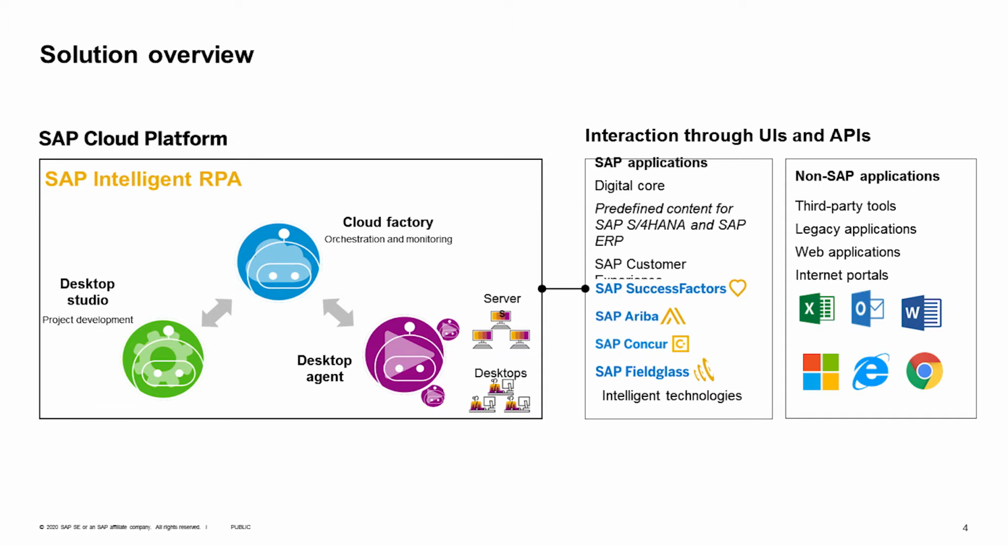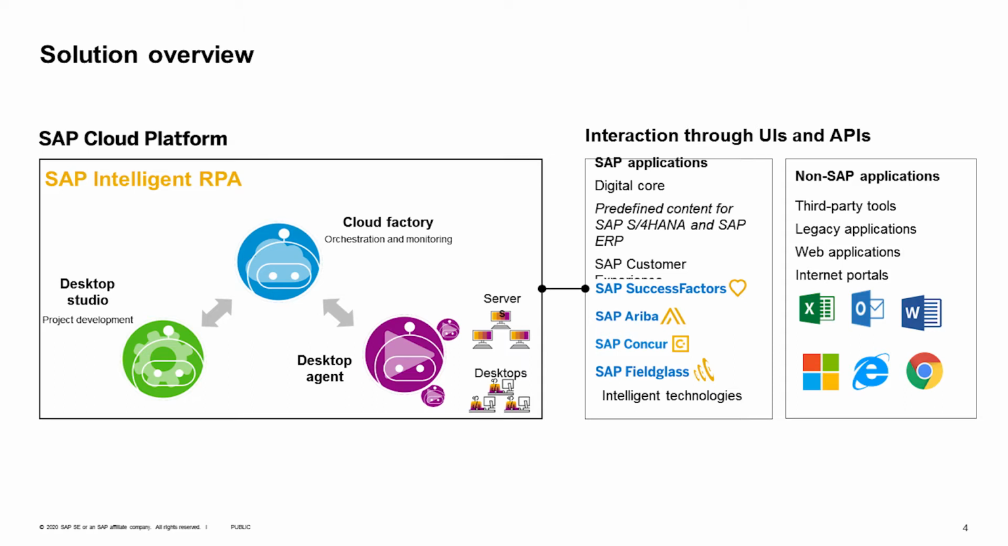Our intelligent RPA service is running on SAP Cloud Platform and has three main components. First, the green icon on the lower left represents the Desktop Studio, a suite of tools in an integrated development environment focusing on process automation development. It covers specification and development with an application capture, a code editor, and a workflow designer, and many more development features or widgets.